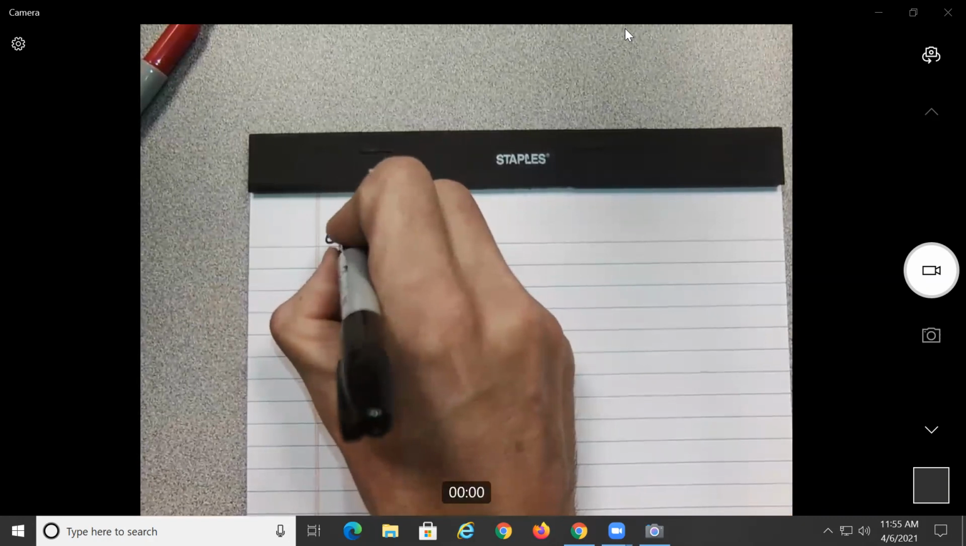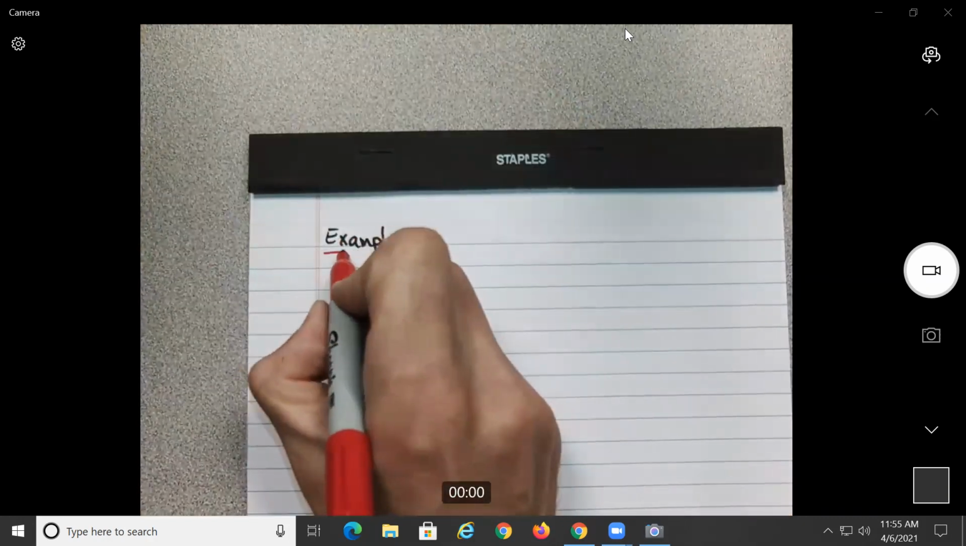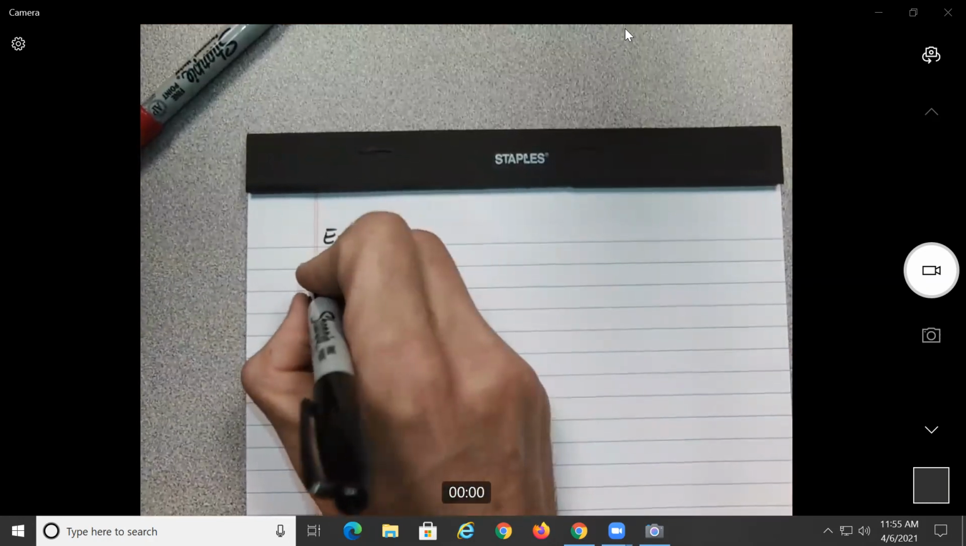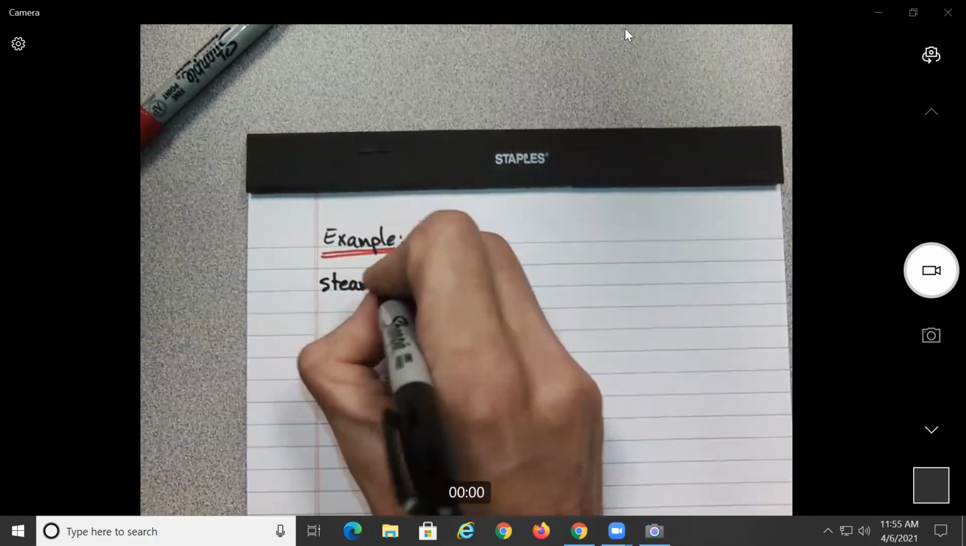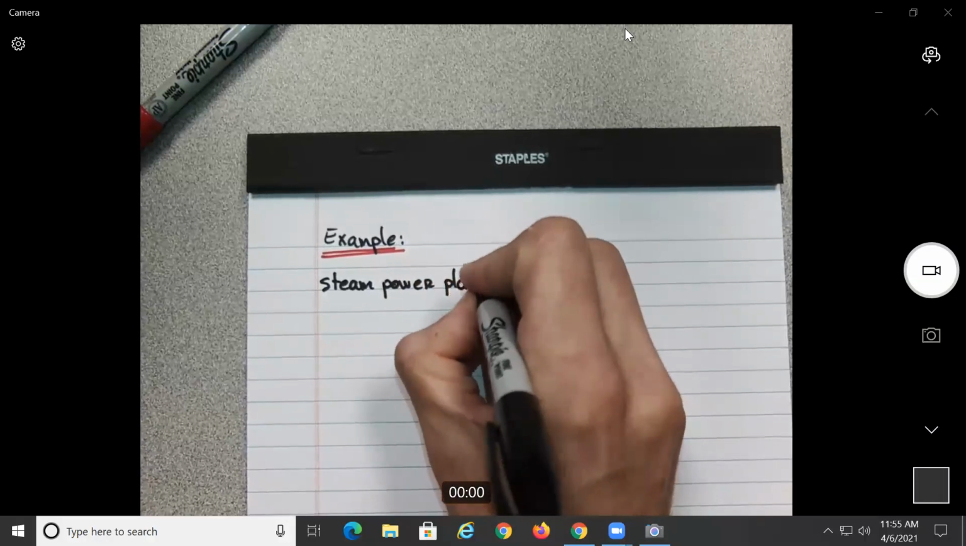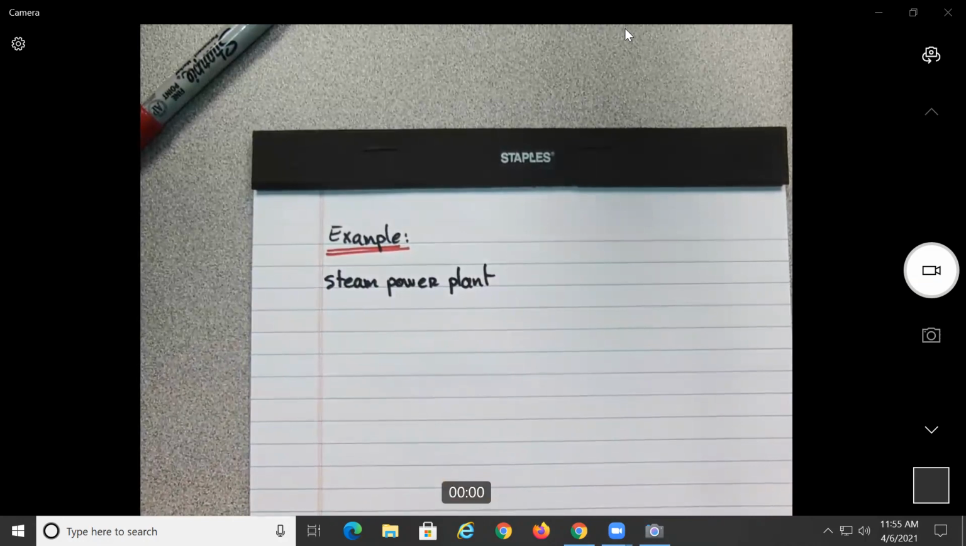So, example. Steam power plant, so it will be a steam power plant that is operating on an ideal Rankine cycle, which is what we just did. Steam enters a turbine at 3 megapascals and 350 degrees Celsius. So basically, what would that be for us?